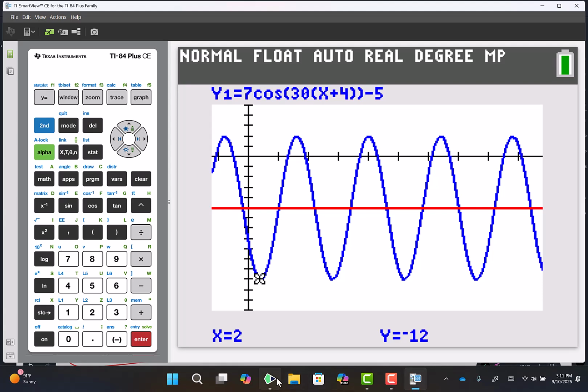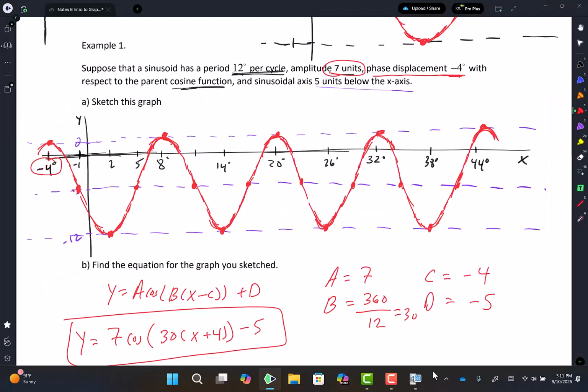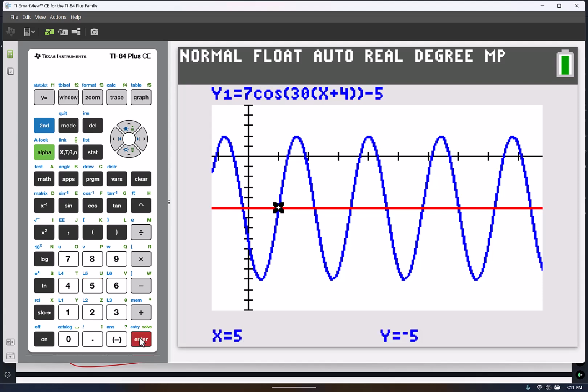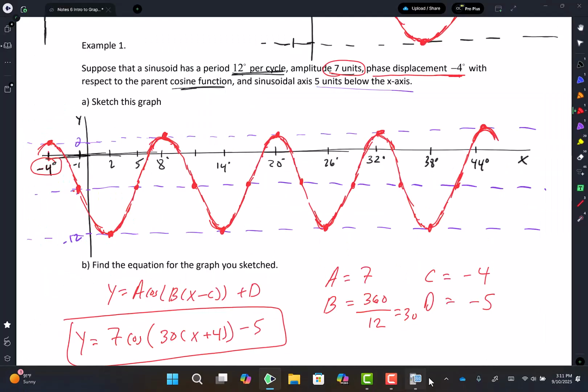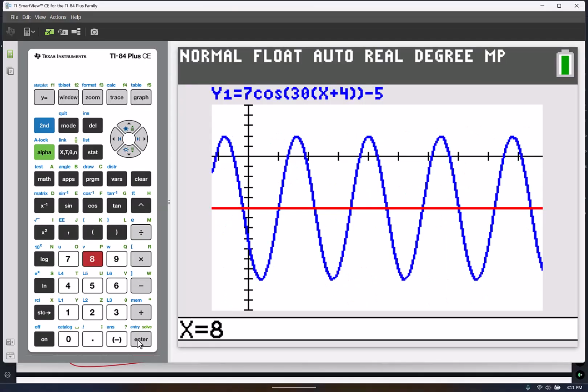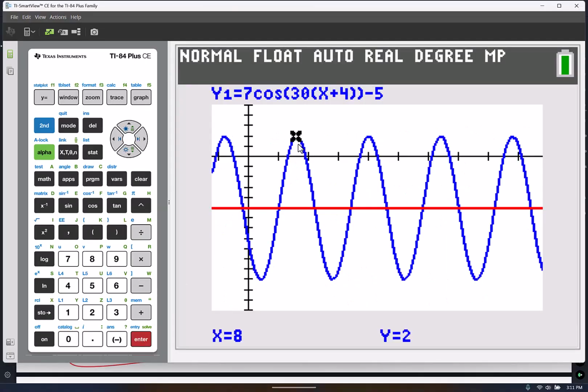So then let's see, what's the next one? The next one is 5. So I'm going to push 5, and I better be at the midline. Yep, -5. And I'm going to check one more. I'm going to type in 8, enter. Yep, I'm at the tallest.